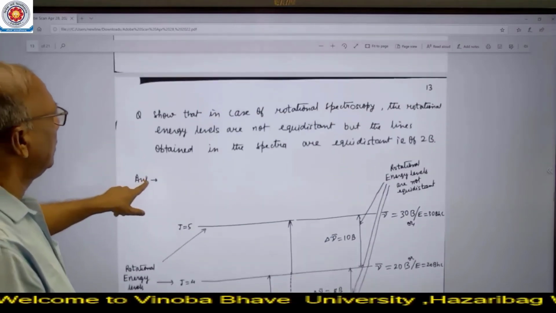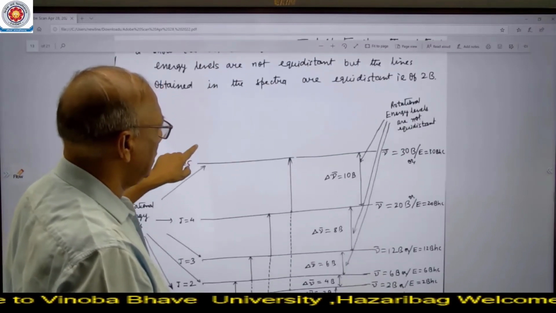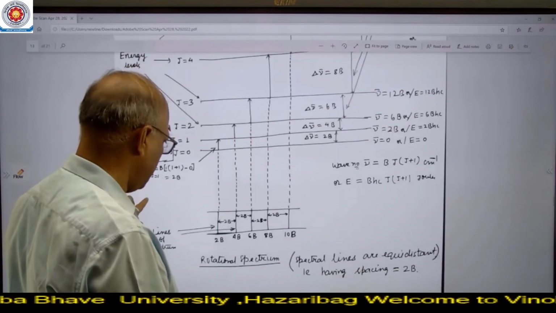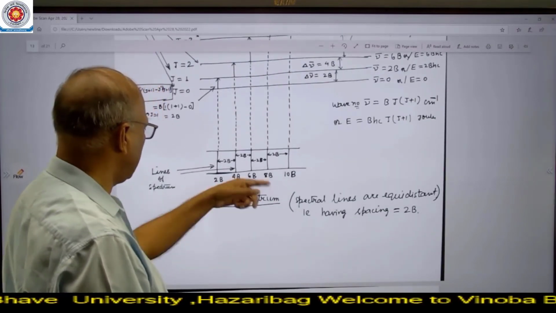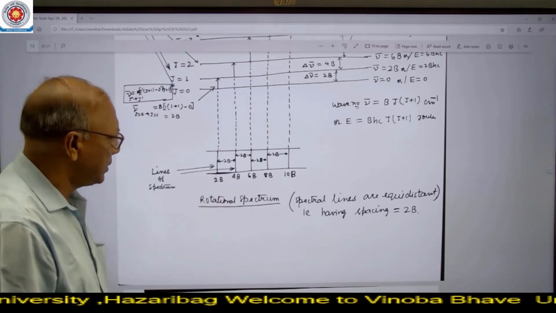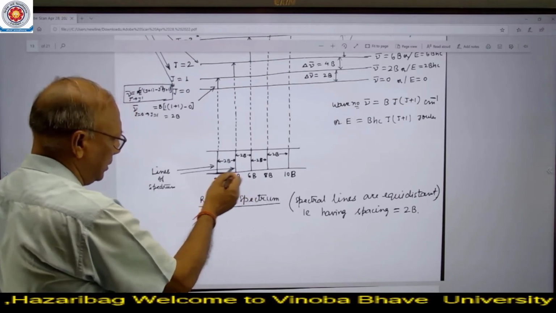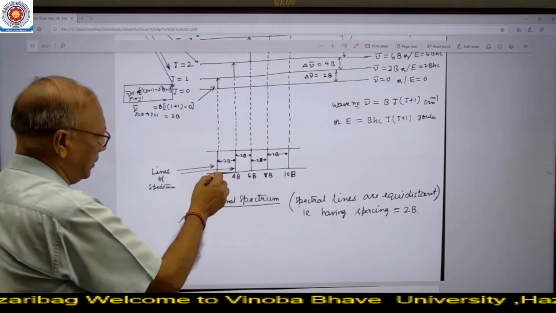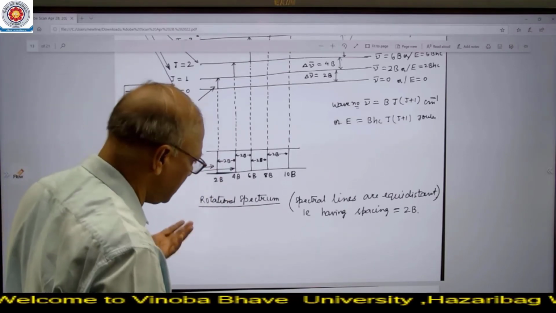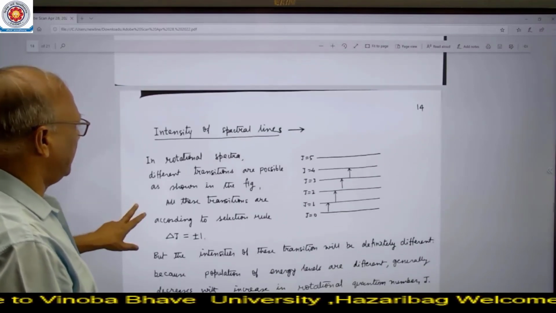So this is the answer to the first part of this question, and the second part we have just answered in the previous slide. So there is nothing more to discuss. From the figure we can see that in the spectrum, the difference between two adjacent lines is 2B, that is constant. This is the characteristic of rotational spectroscopy.